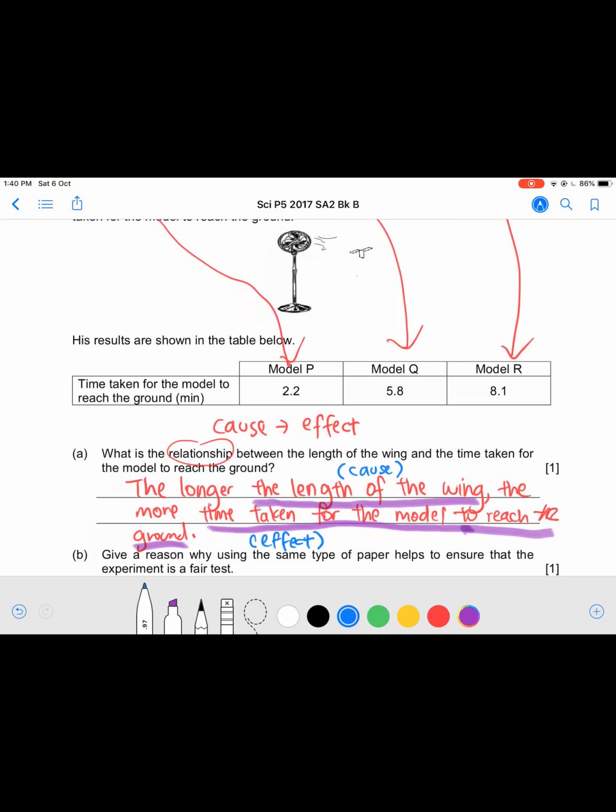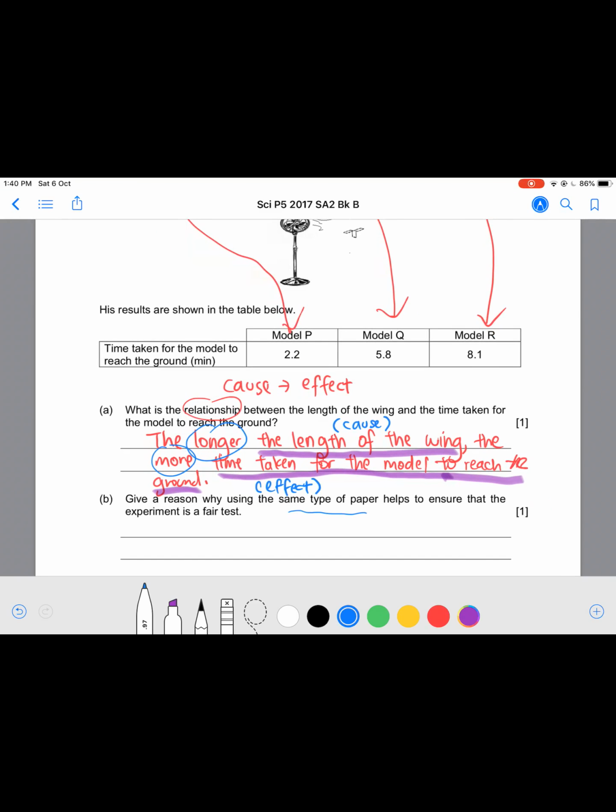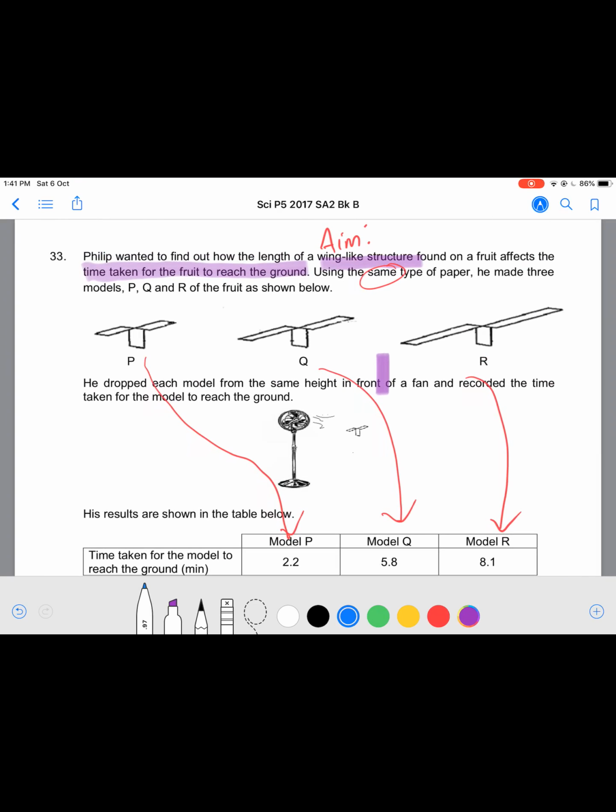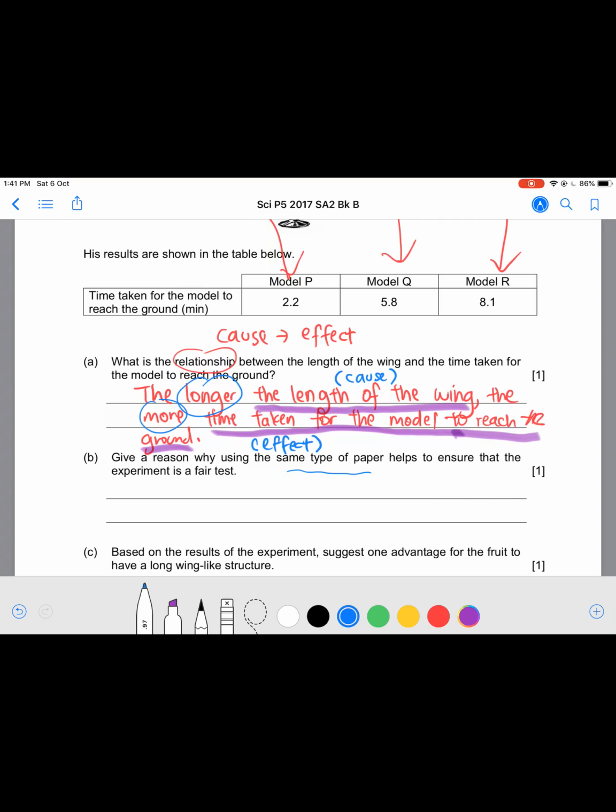Okay, now give a reason why using the same type of paper helps to make sure it is a fair test. Alright, now we go back to the aim. We want to find out if the length of the structure affects the time taken, right? So that is the only change variable. By keeping the type of paper the same, what happens is that you are trying to make sure the results are only affected due to the change variable, right? And not because of other variables.